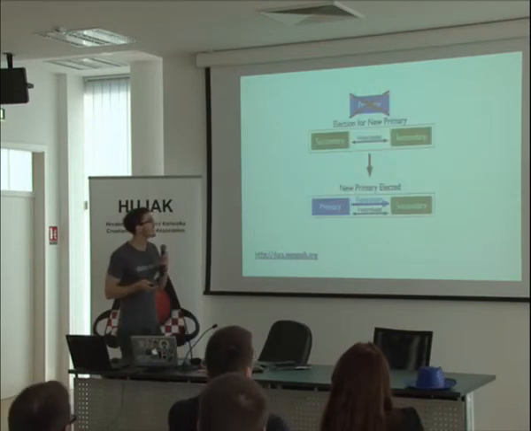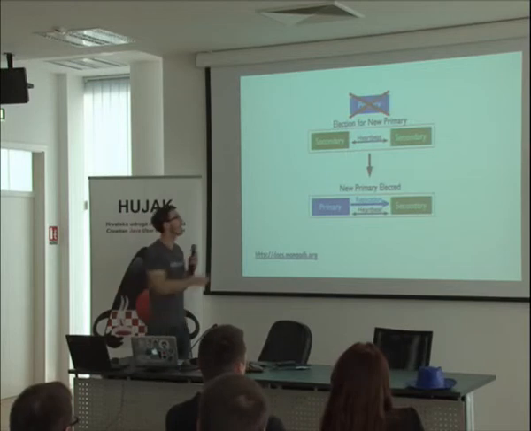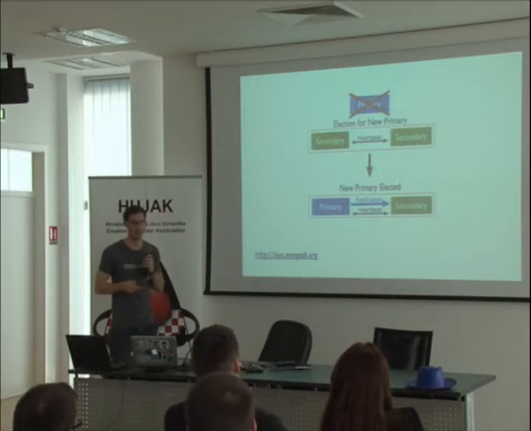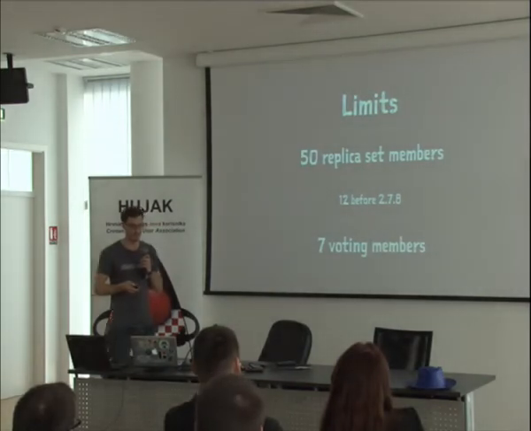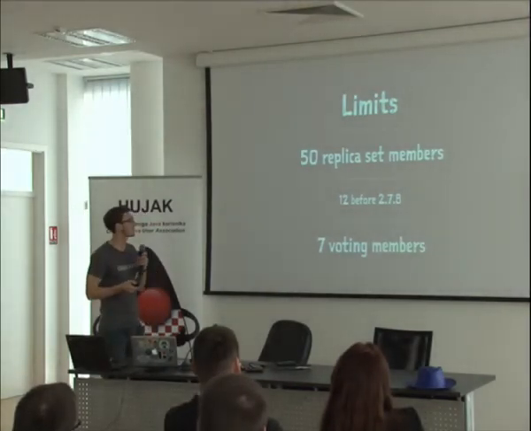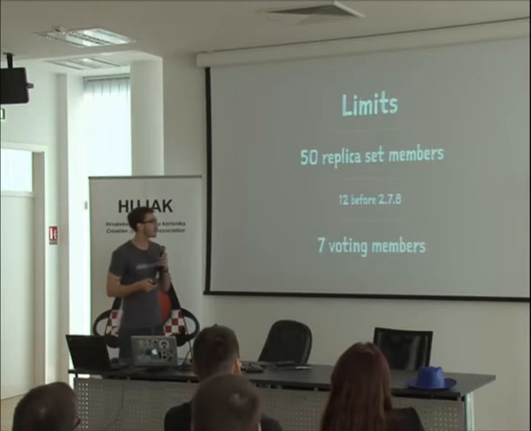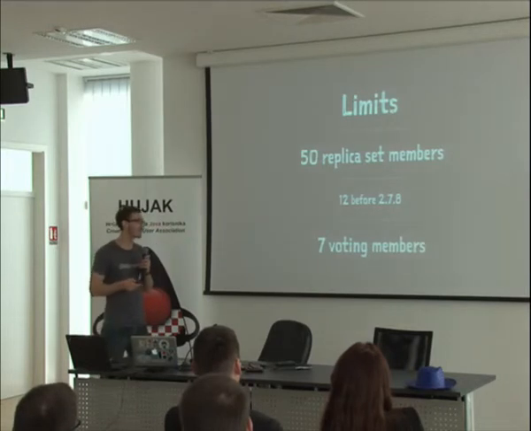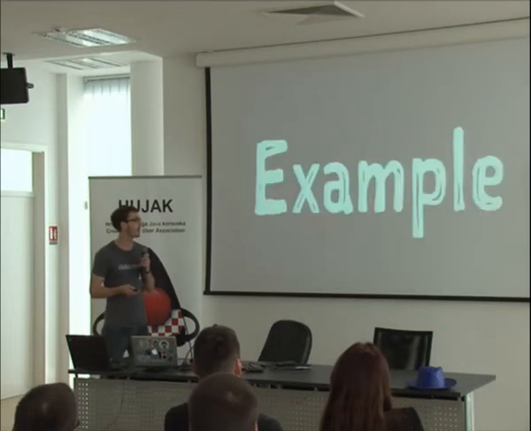In case your primary dies, only the secondaries get a heartbeat between each other, and one of them gets elected the new primary, and the other one stays the secondary. So that's just the regular error scenario. Limits. In the newest version, which I think came out 2 months ago or so, they changed that. Now you can have up to 50 replica set members, which should be more than enough. Previously, you could only have 12, which is probably also plenty, but you can only have 7 voting members.